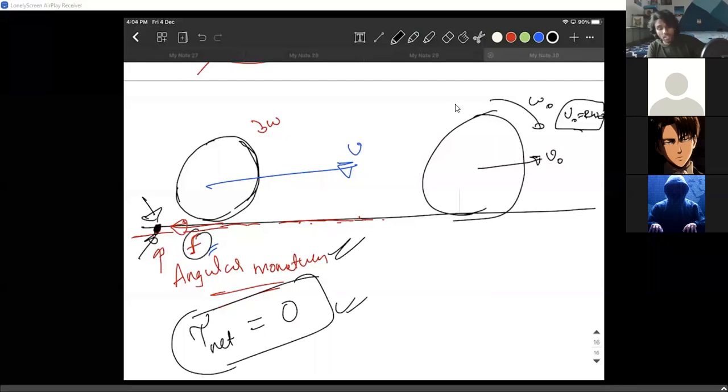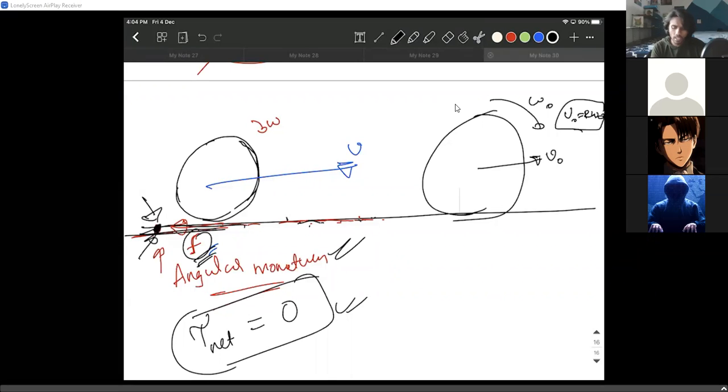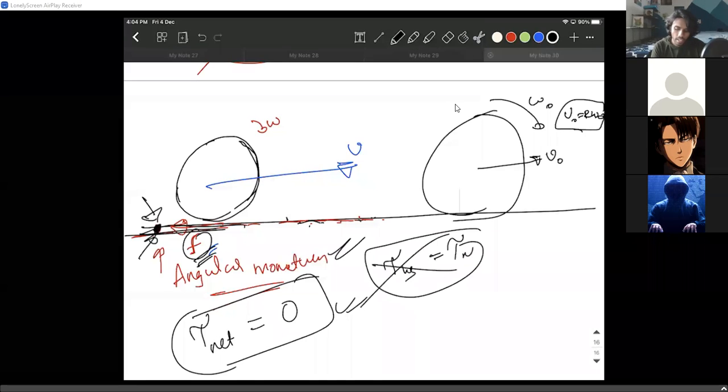I hope you all understood the point. Two days ago I clearly mentioned that we take the angular momentum of rolling bodies about points on the ground. The reason is this: since the friction passes through the point, friction does not create any torque. The torque due to mg and the torque due to the normal force are balanced, so they're gone, and the torque due to friction is zero.